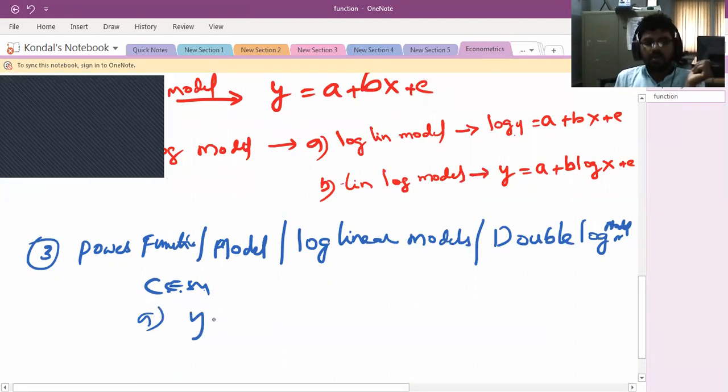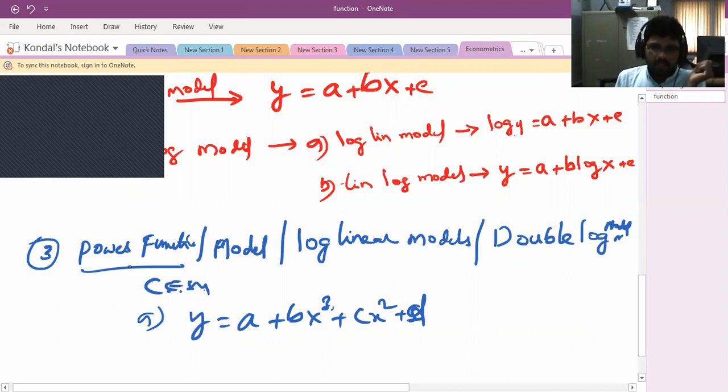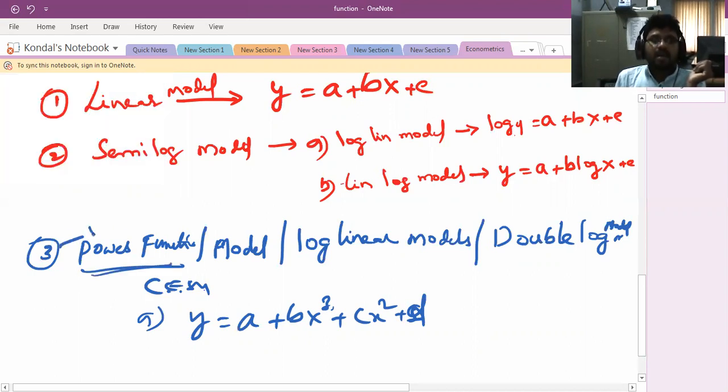Y is equal to a plus bx cube plus cx square plus d, or something, for example. So here the power values are there. What is a power function? It is nothing but non-linear functions. A non-linear function is one whose power value is more than one.